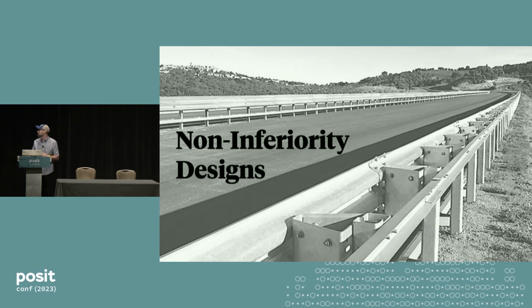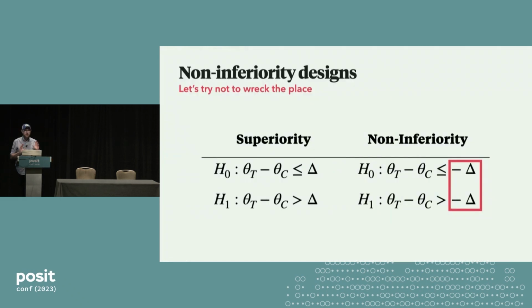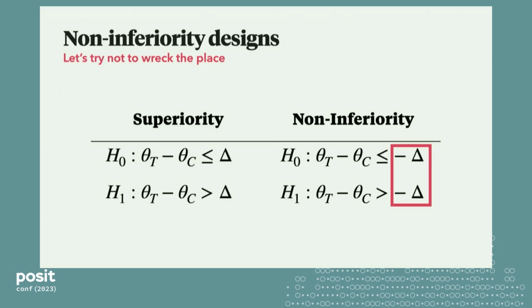So the first approach is non-inferiority test designs, which are not new and not esoteric, but I think they're slept on in the A/B testing context a little more than they ought to be. You'll notice the picture here is a guardrail, and that's the metaphor to keep in mind. The main idea of this approach is that instead of testing whether the new version of the site is better than the current one, we're just going to test whether it's not worse by some margin. And that margin is the delta in the red box there, and we call that the inferiority margin.